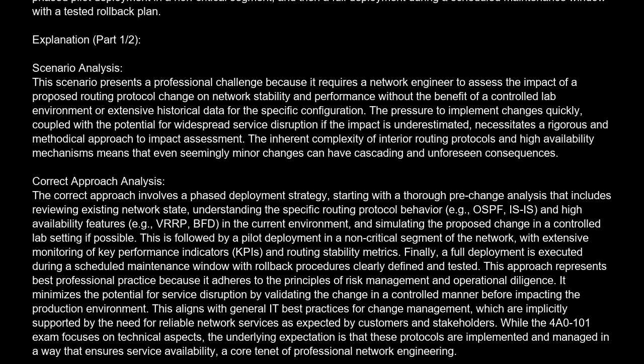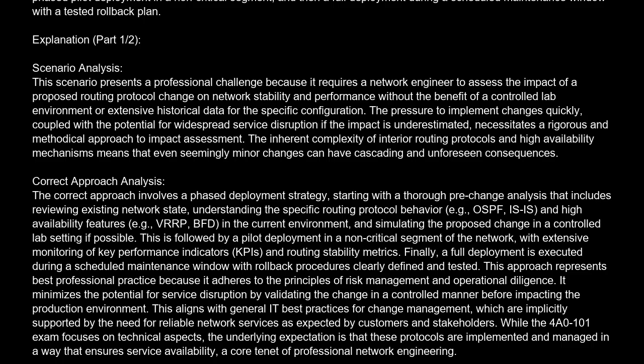The pressure to implement changes quickly, coupled with the potential for widespread service disruption if the impact is underestimated, necessitates a rigorous and methodical approach to impact assessment. The inherent complexity of interior routing protocols and high availability mechanisms means that even seemingly minor changes can have cascading and unforeseen consequences. Correct approach analysis.